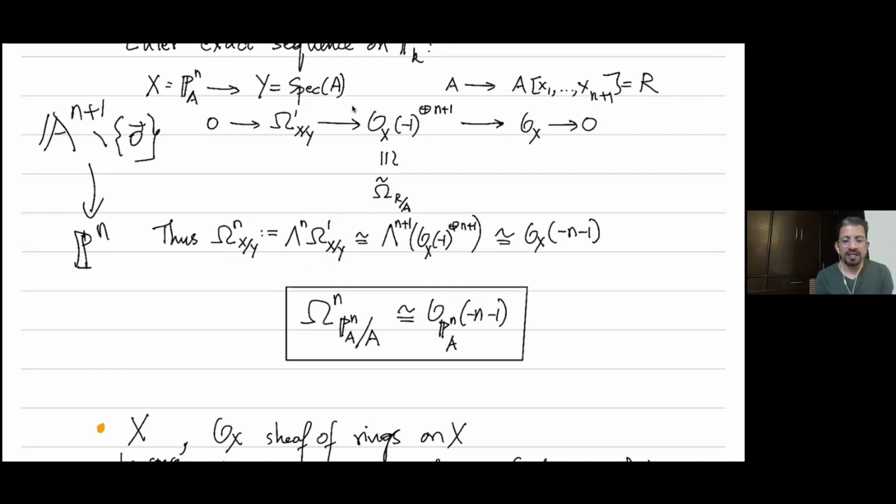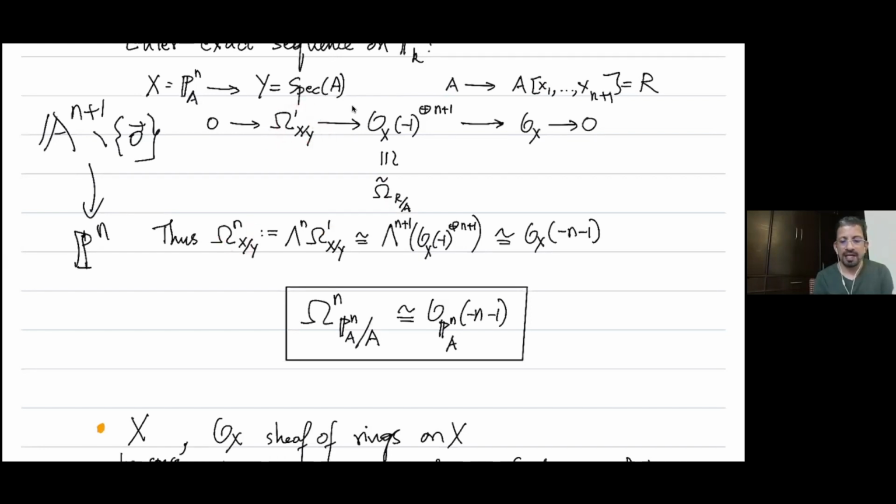So I'm just taking the determinant of this exact sequence. These are all locally free sheaves, so I take the exterior power of the highest order of each one of them. Then the highest exterior power of this rank n module is this one here.